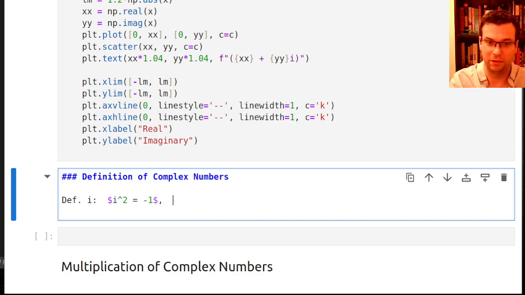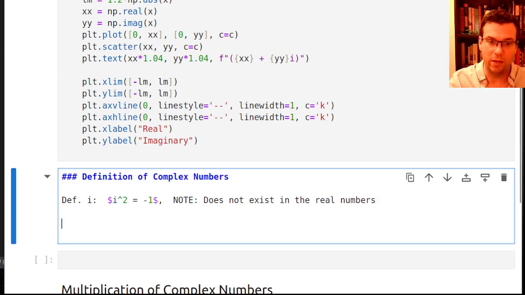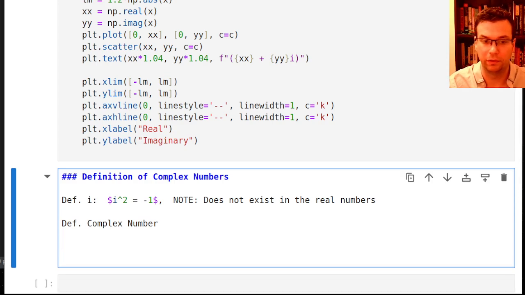So I should note, this does not exist in the real numbers. Okay, but this is enough for us to define the complex numbers. Well, a complex number is just made up of a real part. So I'll say here, complex number x is equal to a real part a plus, we call it imaginary part, b times i, this special number, where a and b are both real numbers.